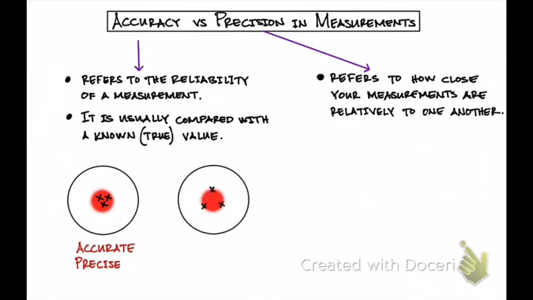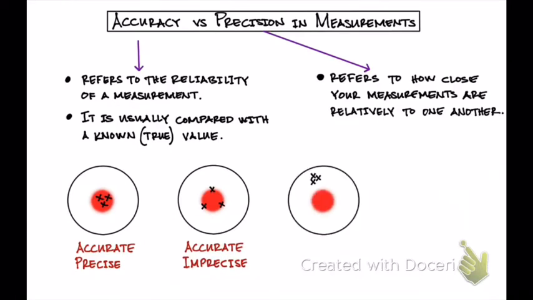Now, the second illustration here shows you accurate measurement or accurate shots because the three shots still hit the bullseye. But the difference here now is that these hits are far away from each other. And so this is considered imprecise. It's accurate, but not precise. Here's another example. Now you have these 3 hits that are very close to each other, but outside the bullseye. And so this would be considered inaccurate, but precise.